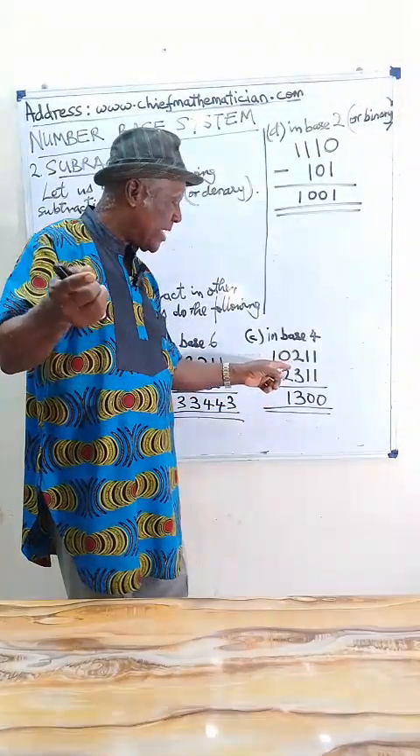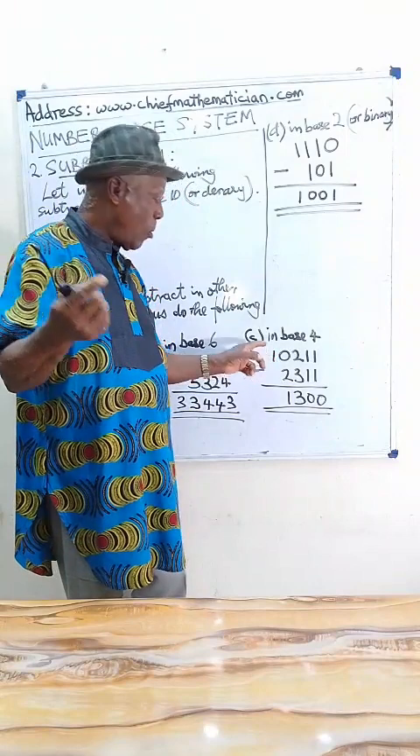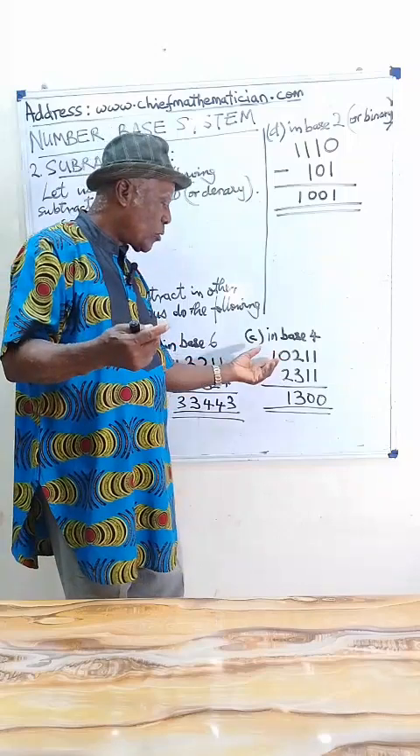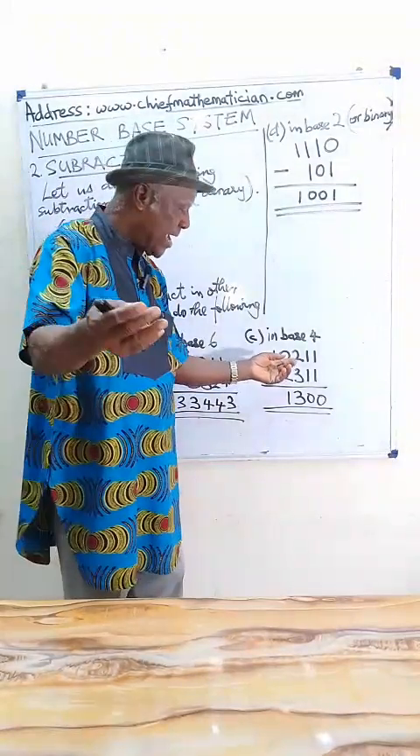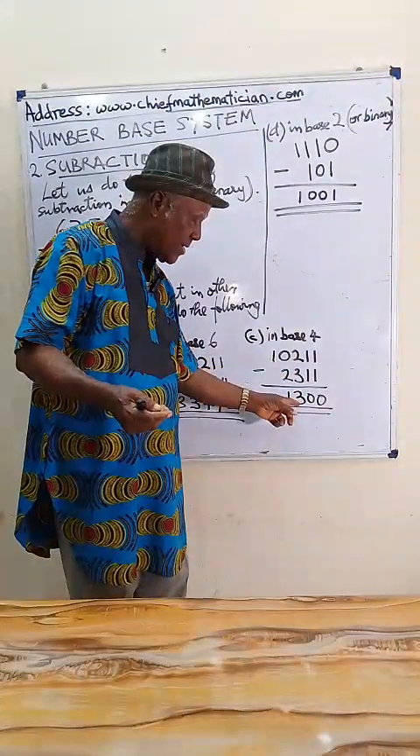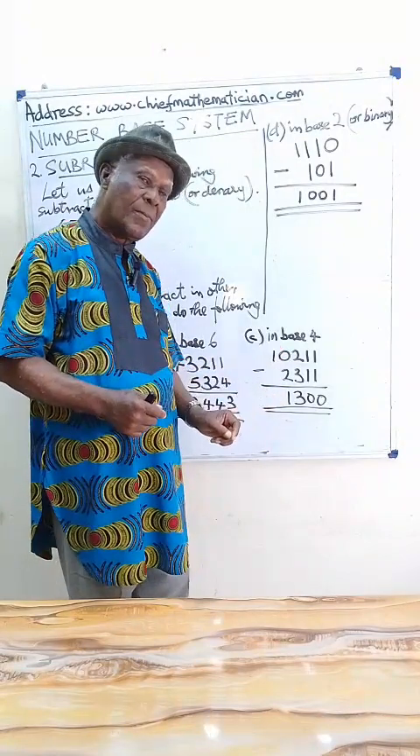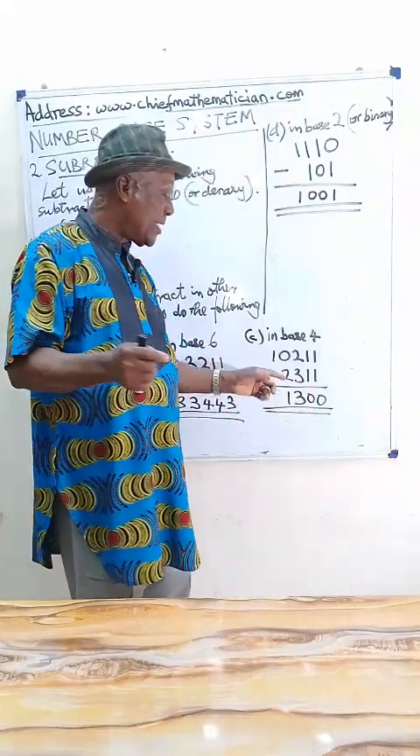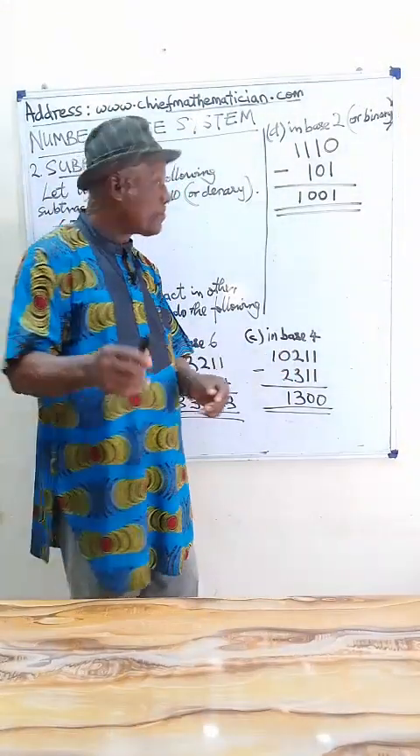Sorry, I think I made a mistake somewhere. The one you borrowed here represents 4. The one you are borrowing is 4 because you are working in base 4. So from that 4 now, you have borrowed 1, which represents 4 again. The 4 plus 2 gives you 6. 3 from 6, 3. 3 is left here. 2 from 3, 1. So this is how you get 1300 by subtracting 2311 from 10211. I hope it is understood.